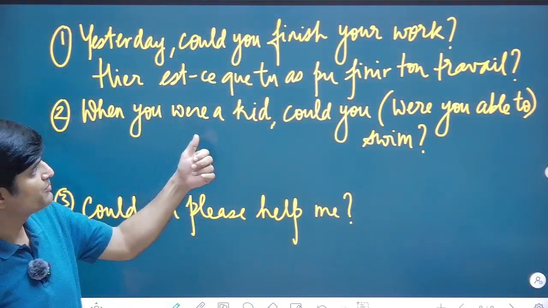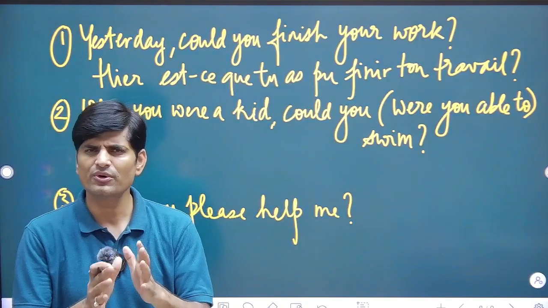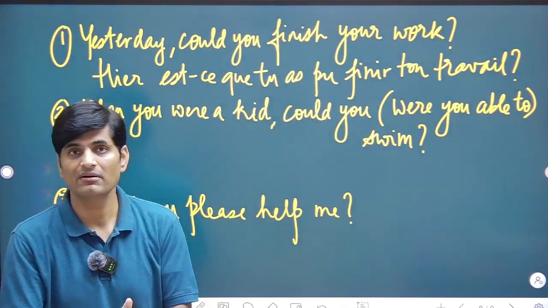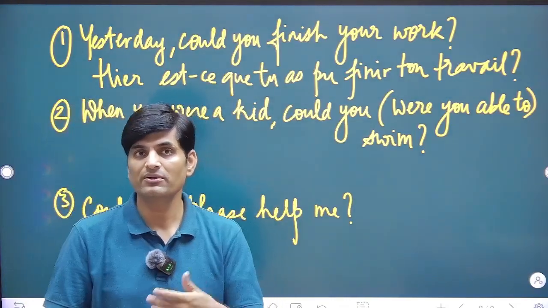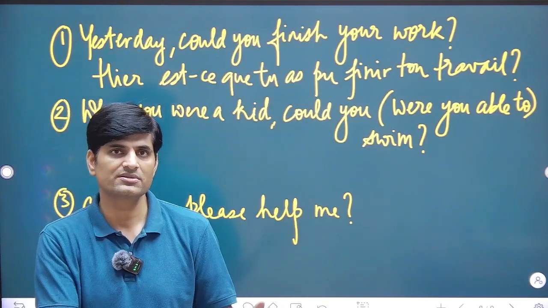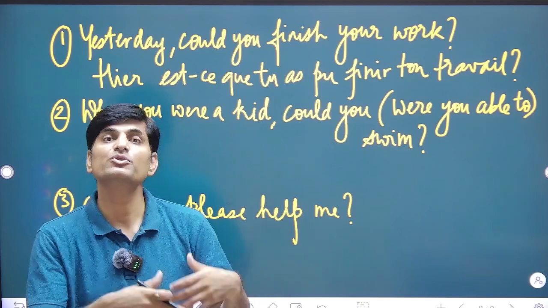Hier, est-ce que tu as pu finir ton travail? Were you able to do your work? Were you able to complete or were you able to finish your work? Because maybe there was some condition wherein you knew that this person A will not be able to complete his or her own work. So you were unsure.